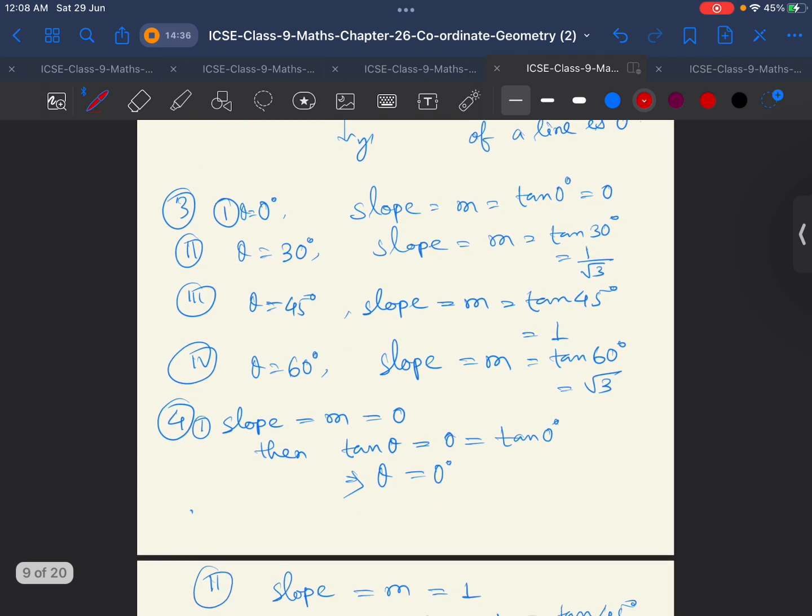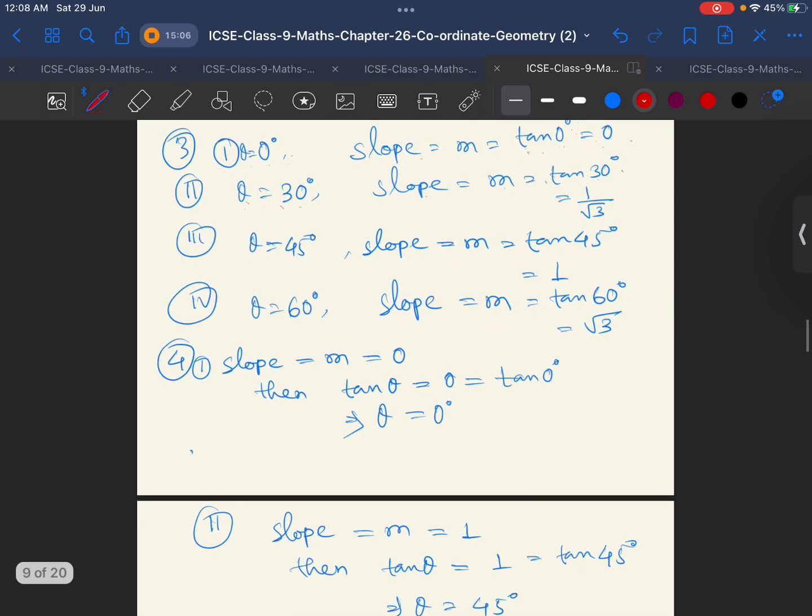Question number 3, write the slope of the line whose inclination is 0 degrees. So here inclination theta equals 0 degrees, then slope m equals tan 0. We know m equals tan theta, here theta is 0 degrees, so tan 0 degrees equals 0. When theta equals 30 degrees, then slope m equals tan 30 degrees equals, we know, 1 by root 3.